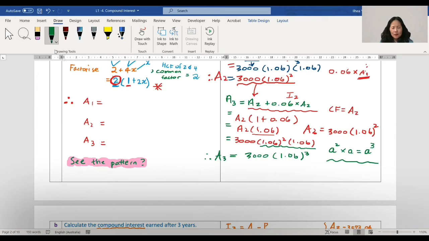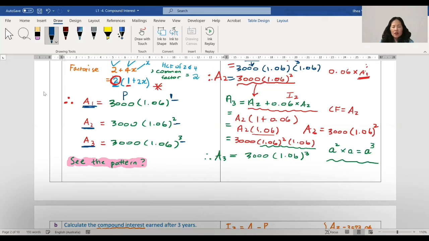The pattern, let's have a look. A1 was 3,000 times 1.06. A2 was 3,000 times 1.06 squared. A3 was 3,000 times 1.06 cubed. All right, so can you see the pattern here? Whatever the year, the power is the same. First year, power of 1. Second year, squared. Third year, power of 3. Okay, and then there's the principal, the initial principal there. And what about this one? We can say 1 plus R. The R was 0.06, so it is 1.06.